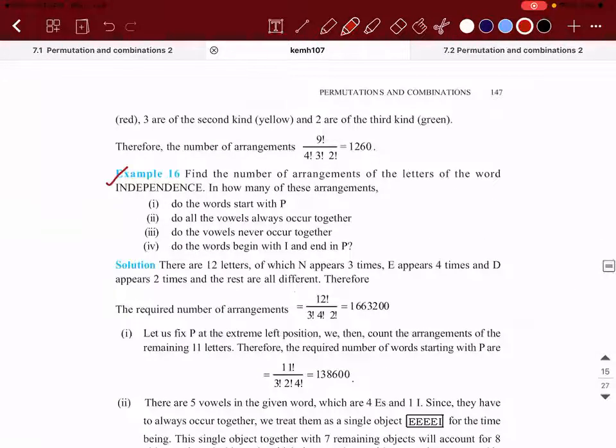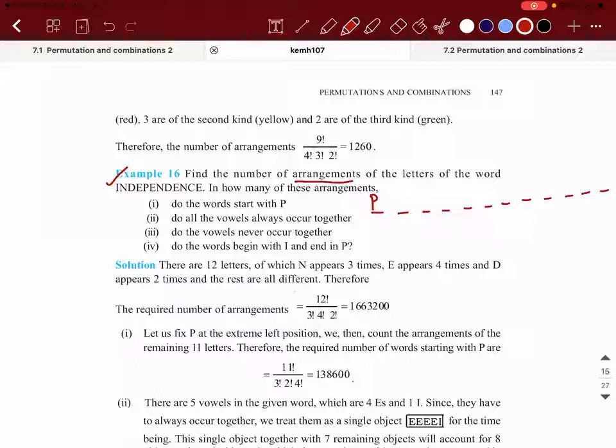So the 16th one. Find the number of arrangements of the letters of the word independence. In how many of these arrangements would the word start with P? It's an interesting one, right? So, independence. They want the word to start with P. How many P's are there? There is only one P. So if they want the word to start with P, how many blank spaces are left out? 1, 2, 3, 4, 5, 6, 7, 8, 9, 10, 11.